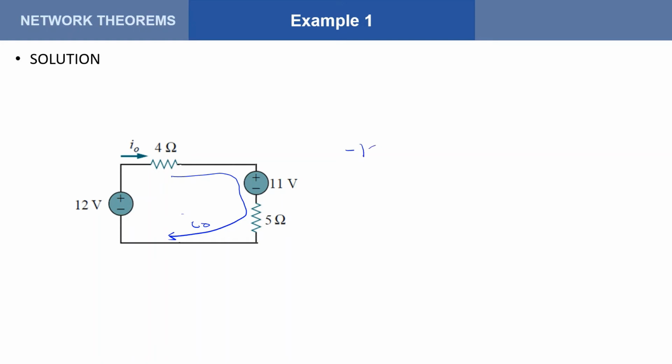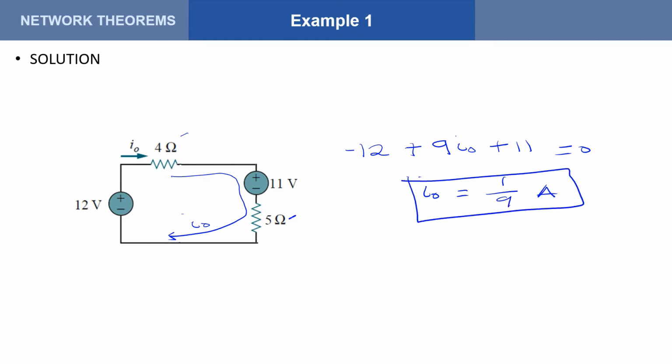So that's minus 12 plus, so 4 plus 5, we have 9, I naught plus 11 equals 0. And we can compute I naught as equals 1 over 9 amperes, which is our answer also when we solve this using Thevenin's theorem.